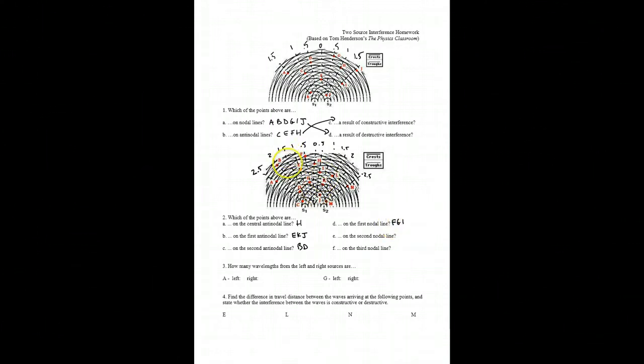Second nodal line, nobody over there, L here, and J is on 1. Okay. And the third nodal line, A, C, M, and N.